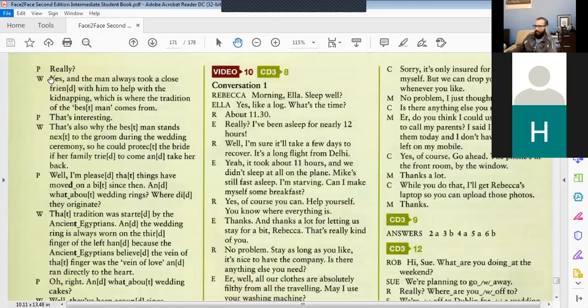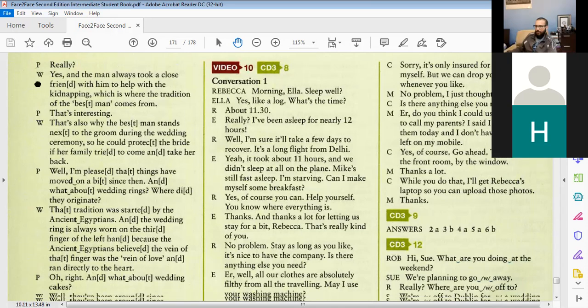Really? Yes, and the man always took a close friend with him to help with the kidnapping, which is where the tradition of the best man comes from. That's interesting. That's also why the best man stands next to the groom during the wedding ceremony, so he could protect the bride if her family tried to come and take her back. Well, I'm pleased that things have moved on a bit since then. And what about wedding rings? Where did they originate? That tradition was started by the ancient Egyptians, and the wedding ring is always worn on the third finger of the left hand because the ancient Egyptians believed the vein of that finger was the vein of love and ran directly to the heart.